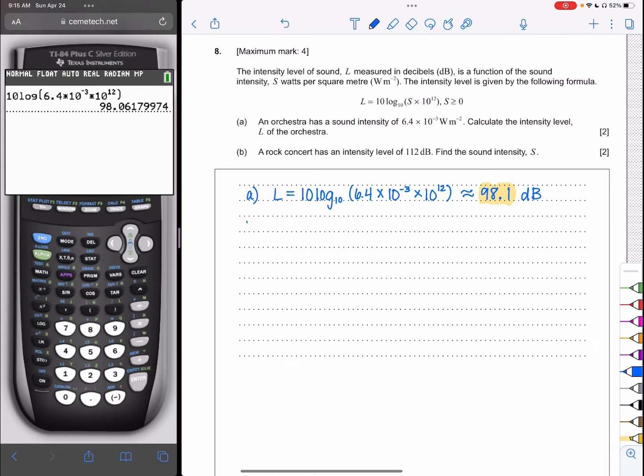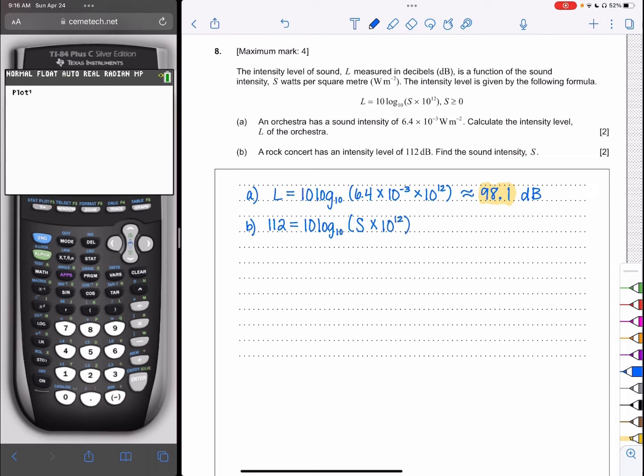Part B, it says a rock concert has an intensity level of 112 decibels. Find the sound intensity. So if I know that my intensity level is 112, then that means I substitute that in for L. So the equation that I need to solve is going to be 112 is equal to 10 times log base 10 of S times 10 to the power of 12.